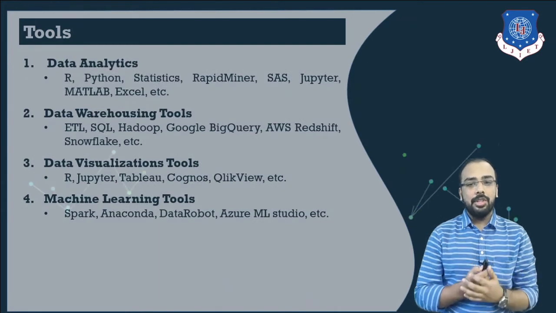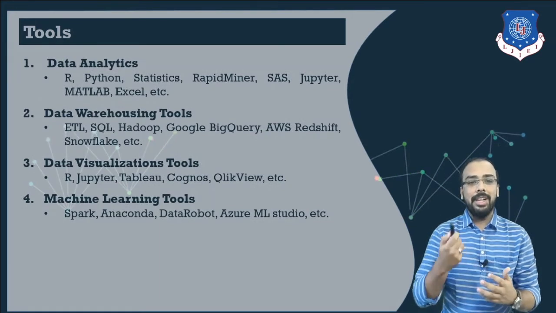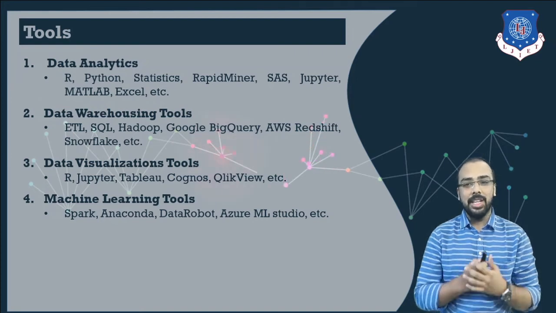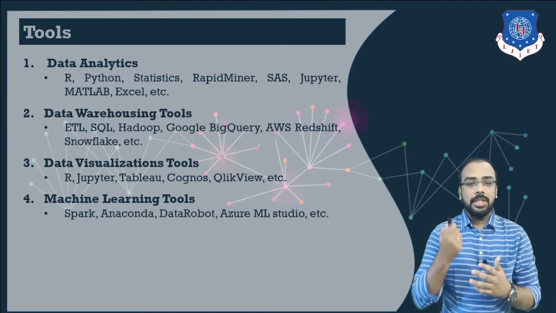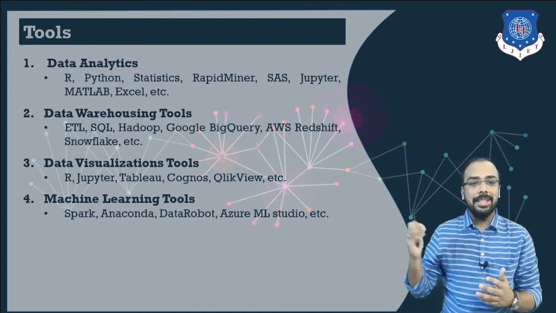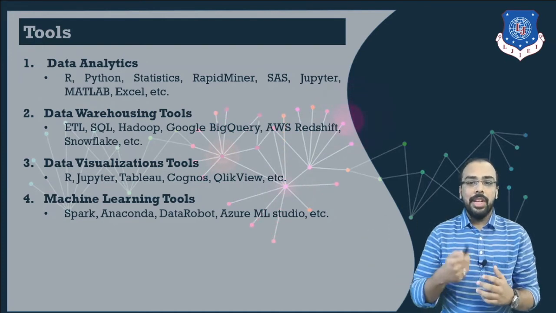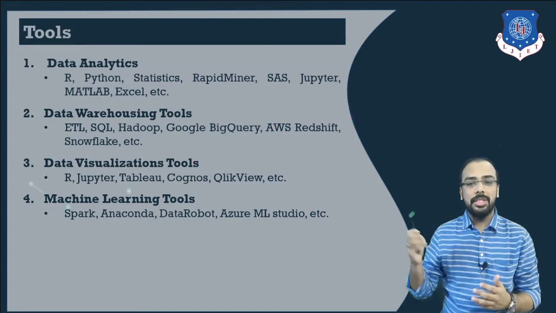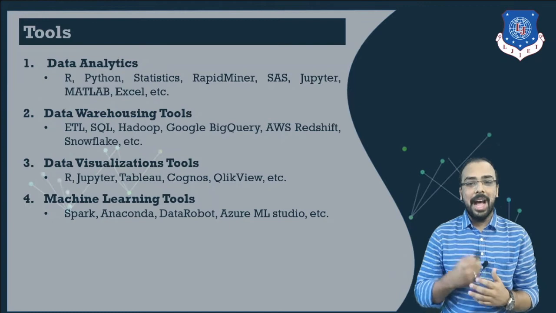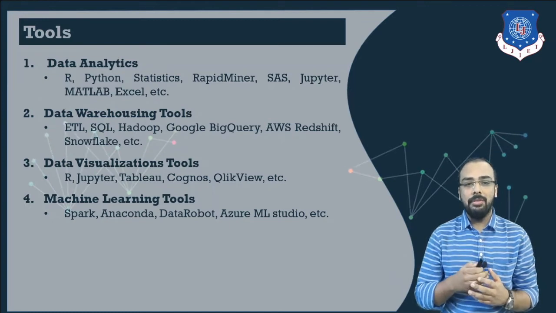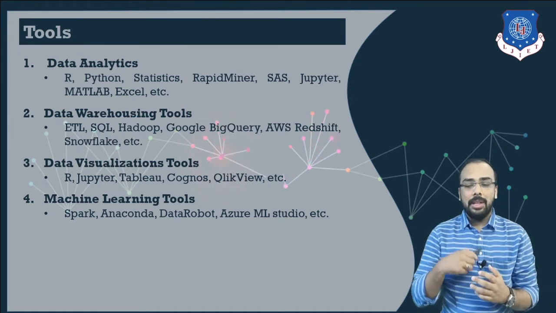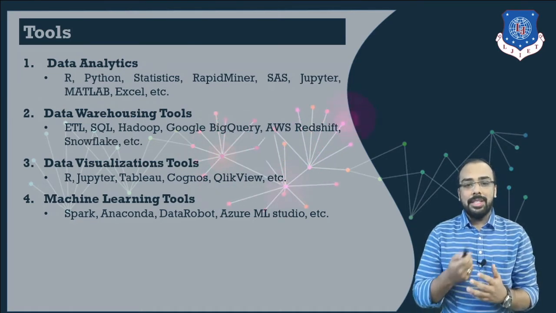So various tools are available in the market, and different types of tools can be used for performing data science related operations. First, let us see the tools for data analytics. Whenever we want to analyze our data, some of the tools listed here are R programming, Python programming, statistics, Jupyter Notebook, MATLAB, Excel, or RapidMiner.